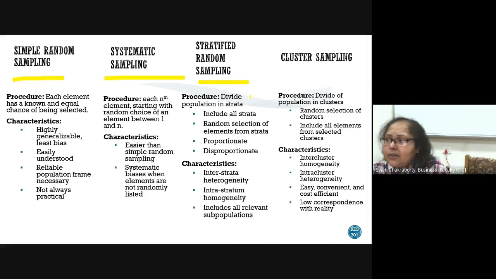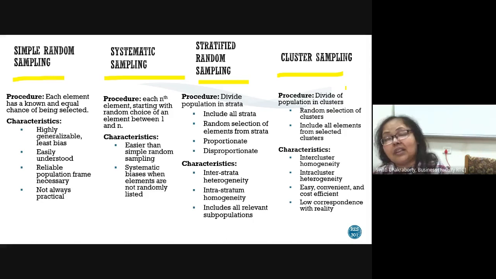Characteristics: interstrata, there is heterogeneity. The different strata are of different types. Intrastratum is homogeneity. Everyone in that stratum is similar, homogeneous. Includes all relevant subpopulations. Cluster sampling, where you divide the population into clusters.